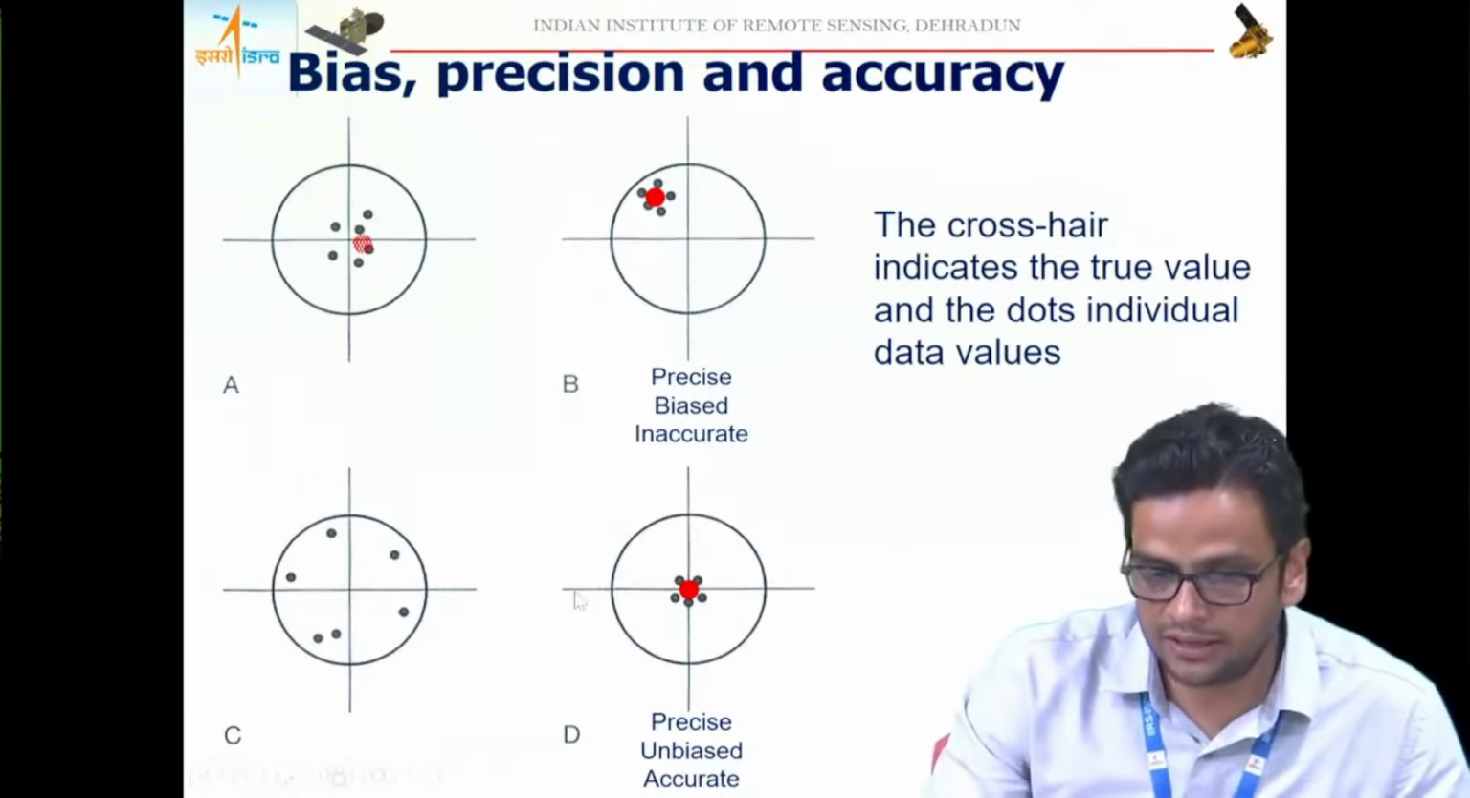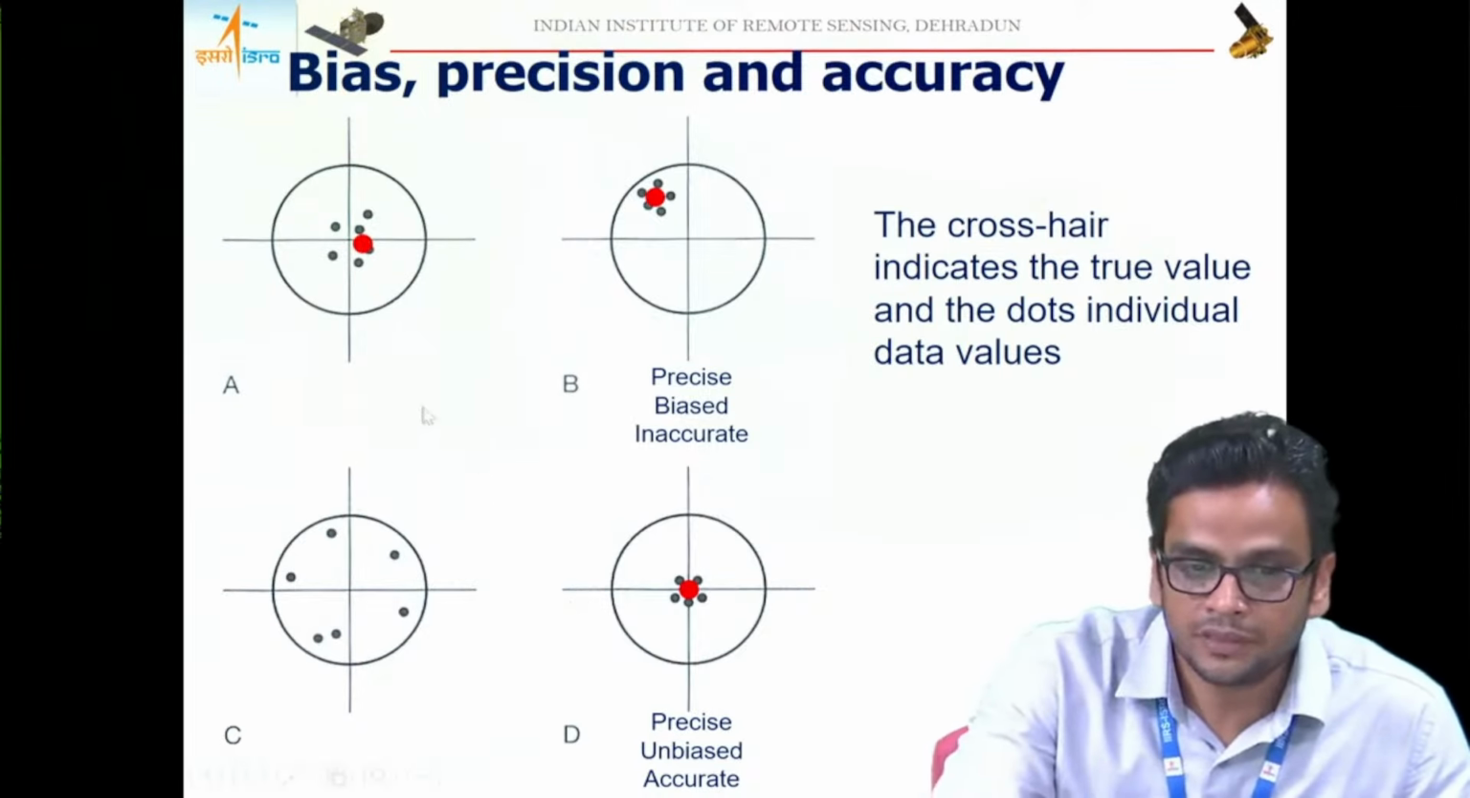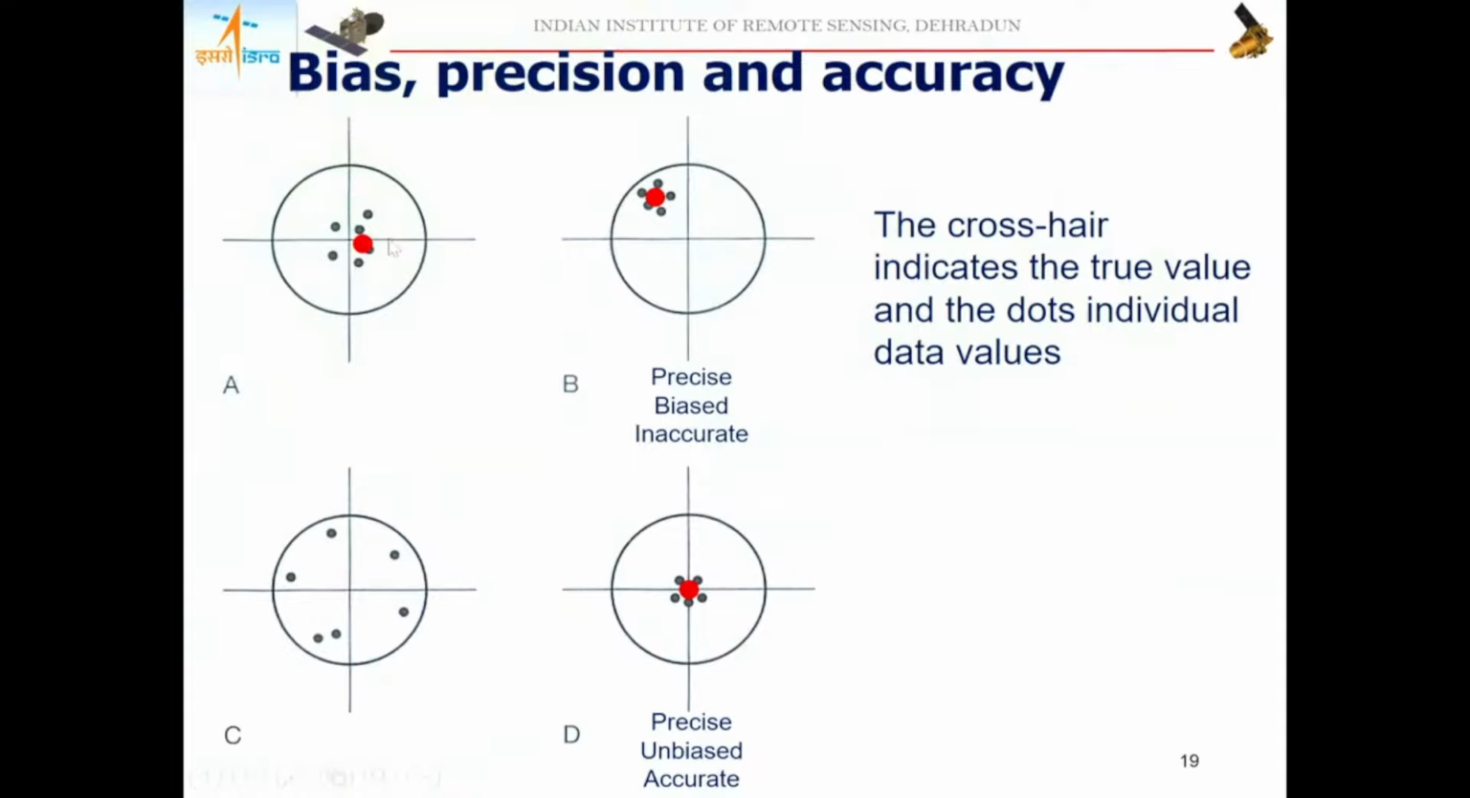Then take another example. Here the points are a little bit spread out, not closely clustered and more precise, but still spread. And if you see the red dot, the average, it is closely matching the point where the true value is. So we will say it is moderately precise, not precise, and slightly biased. A little bit of bias is there, it is not exactly falling on the true value, and it is moderately accurate, we can say.